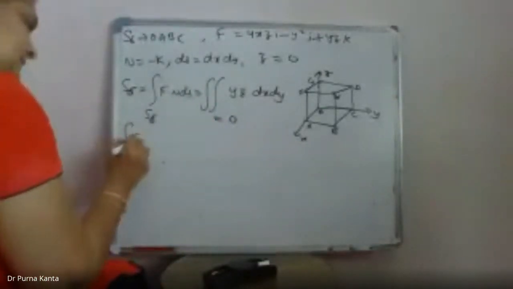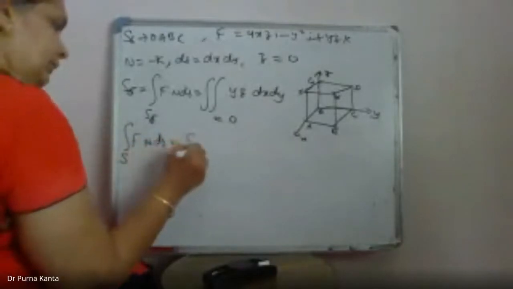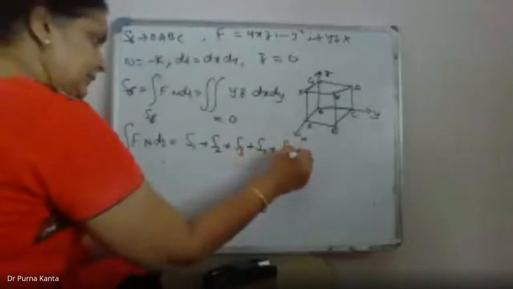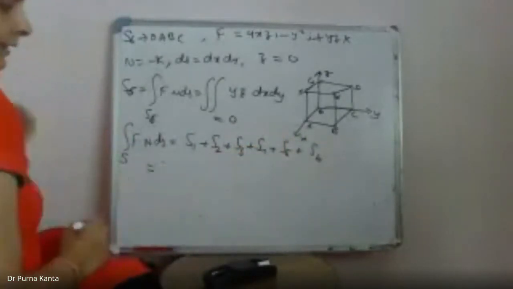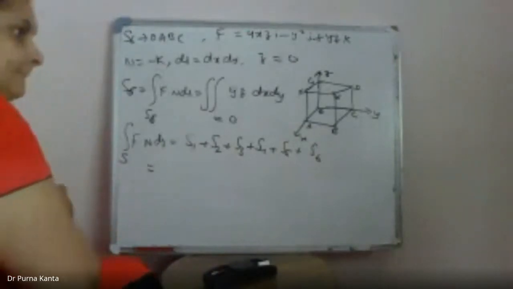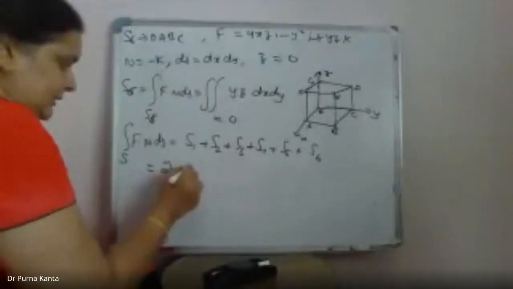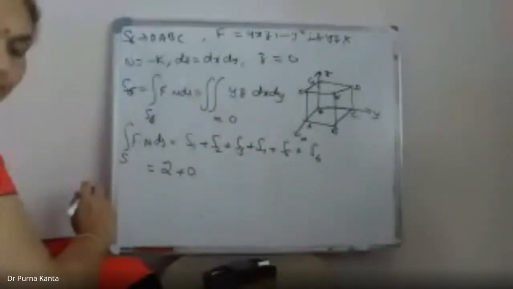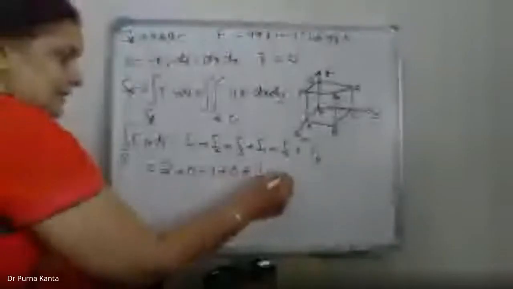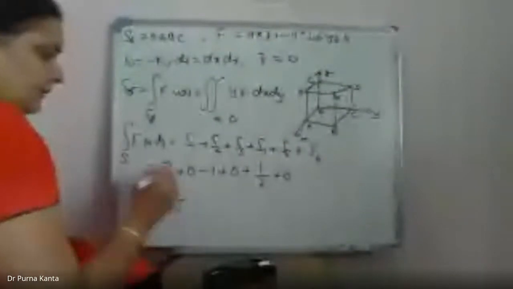So the integral over S of f dot n ds will be equal to S1 plus S2 plus S3 plus S4 plus S5 plus S6. Now you have to tell me the values for all these 6 surfaces. S1 is 2, S2 is 0, S3 is minus 1, plus S4 is 0, S5 is 1 by 2, S6 is 0. So this is equal to 3 by 2.